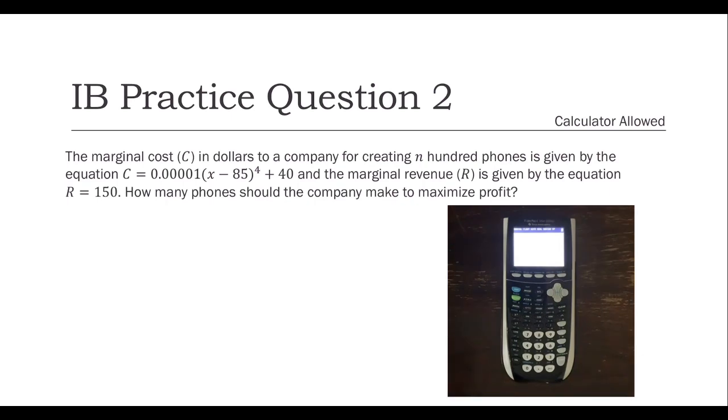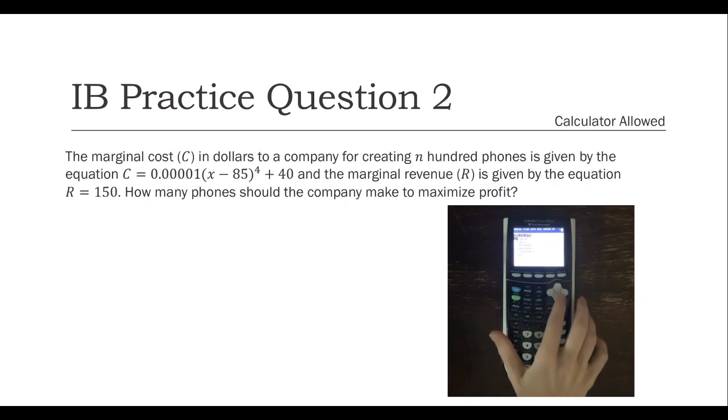We'll start by entering our marginal cost curve into y1. So 0.00001 times x minus 85 to the fourth plus 40. And our marginal revenue will go into our y2, so 150. We're going to need to change our window because our revenue is 150, so we'll widen it to have an x max and a y max of 200. And then we'll hit graph. So our total profit is maximized when our marginal cost is equal to our marginal revenue. And we're going to want that second point where they're equal to each other.